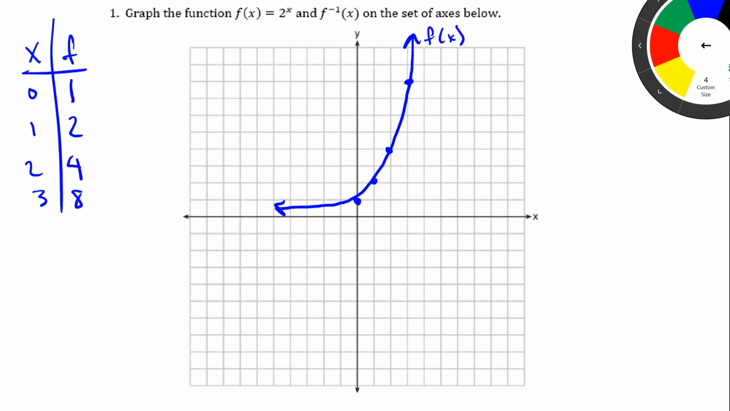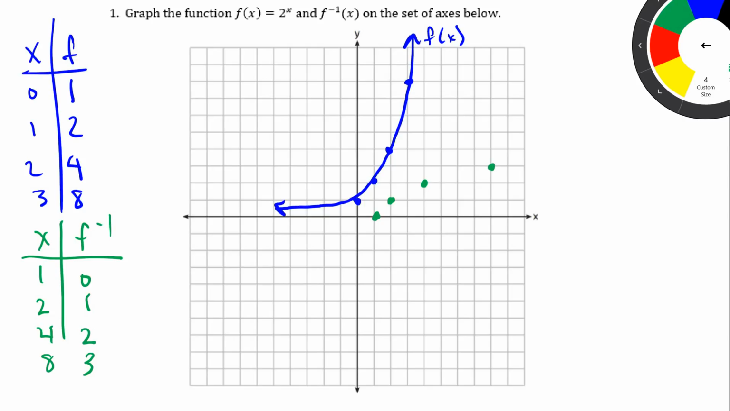Now those points are going to help me graph the inverse, because if I want to graph the inverse, I have x and the inverse's values. That's going to become 1, 0. It's going to become 2, 1, 4, 2, and 8, 3. So if I graph that, I have 1, 0. I have 2, 1. I have 4, 2. And I have 8, 3.